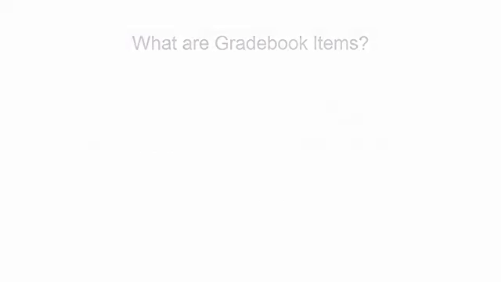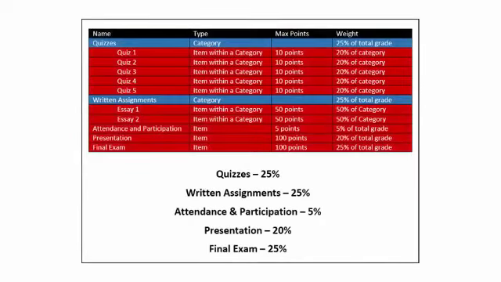So in this series, we're going to be working with the gradebook displayed on your screen. I have 10 gradebook items and 2 categories. Gradebook items are those listed in red, and grading categories are those listed in blue. I've also included a weighted distribution breakdown in the description of this video.